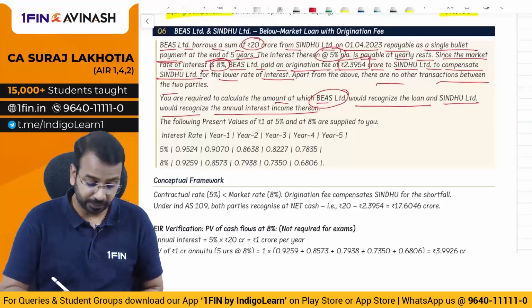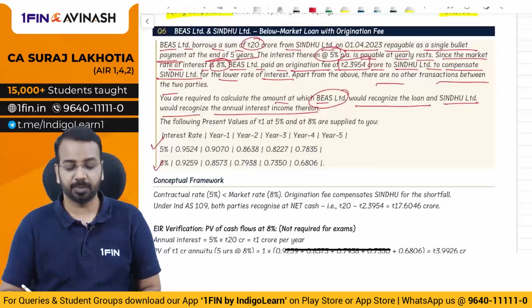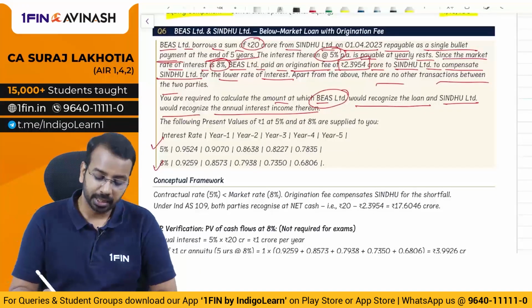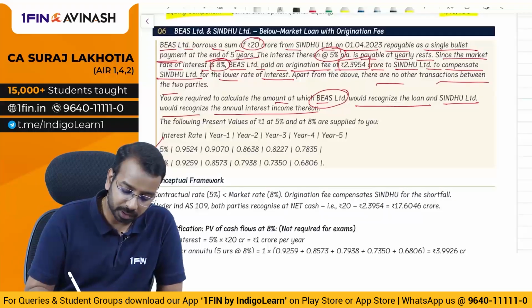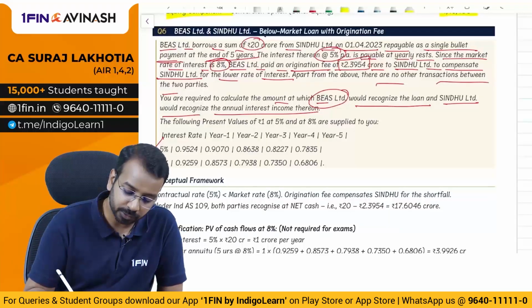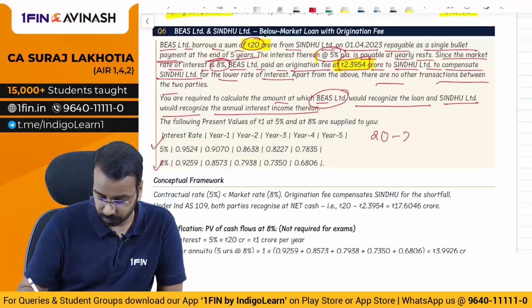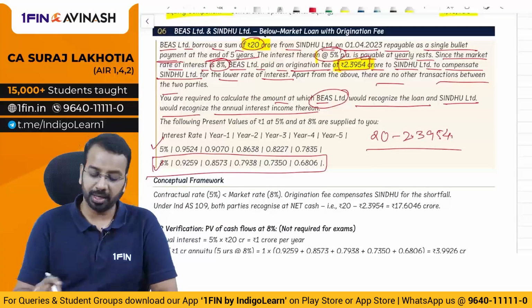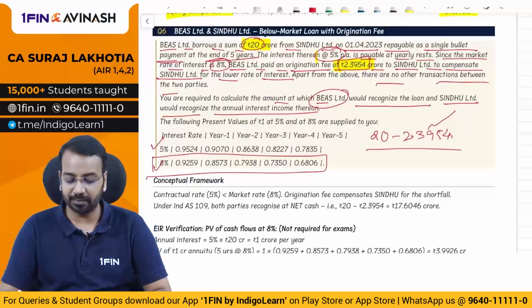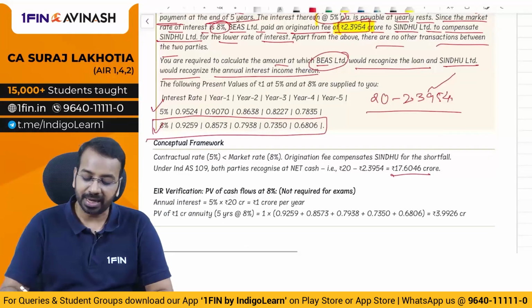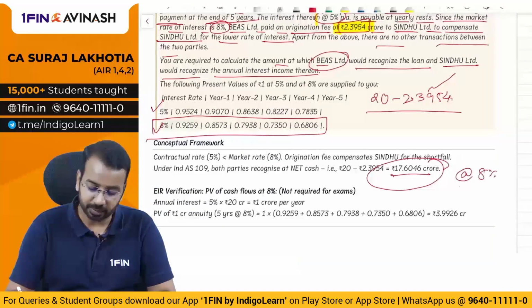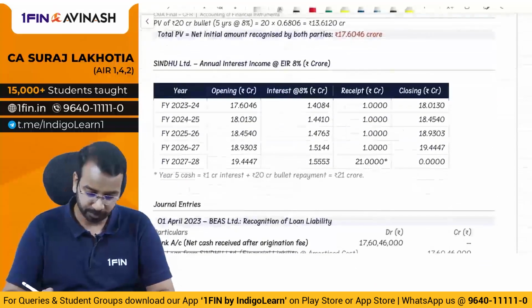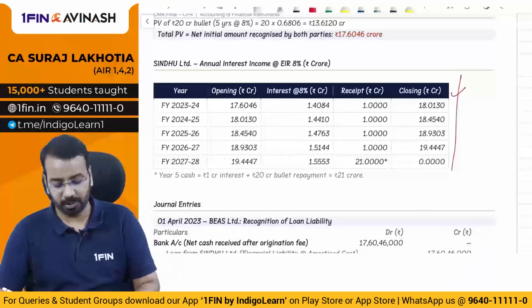Now here please remember, they have given a discount rate of 5% and 8%, but as I told you earlier, if the transaction amount is given as 20 crores and transaction cost is given, we will recognize it at 20 minus 2.3954. If you want, you can use the 8% discounting rate and check, that is also okay, but initial recognition will be at that value, that is 17.6046. Interest on this at the rate of 8% will be applicable. Okay. So this schedule we know how to prepare, you can prepare it.